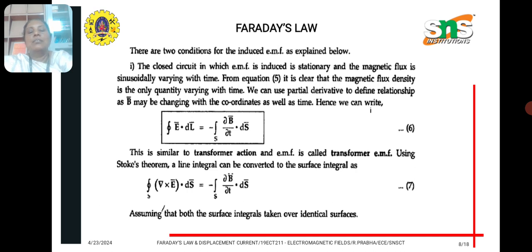According to Stokes theorem, we can easily replace the line integral by a surface integral. So in equation 6, the left hand side term, the integral of E dot dl, can be replaced by the integral over the closed surface of del cross E dot ds. This is replaced according to Stokes theorem, and it is equal to the right hand side term, minus the integral over the surface area of dou B by dou t. Here we are assuming both the surface integrals are taken over identical surfaces.